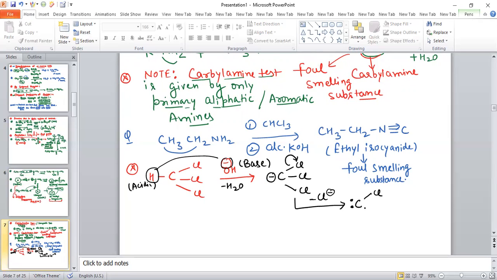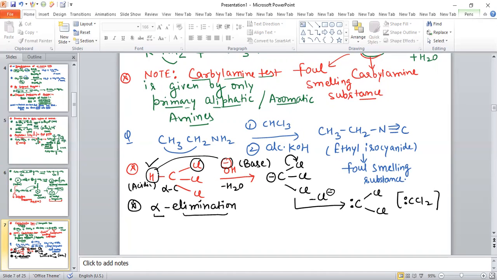This CCl2 is basically dichlorocarbene. H is removed from the same carbon, and if we call this carbon the alpha carbon, H is removed from the alpha carbon and also Cl is removed from the alpha carbon. A question has been asked in a previous year: which elimination occurs in the carbylamine reaction? Alpha elimination takes place, because H is removed from the alpha carbon and Cl is also removed from the alpha carbon.